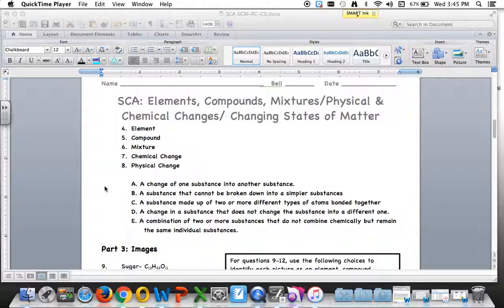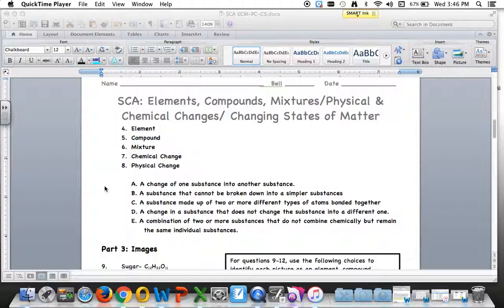B. A substance that cannot be broken down into a simpler substance. C. A substance made up of two or more different types of atoms bonded together. D. A change in a substance that does not change the substance into a different one. E. A combination of two or more substances that do not combine chemically but remain the same individual substances.